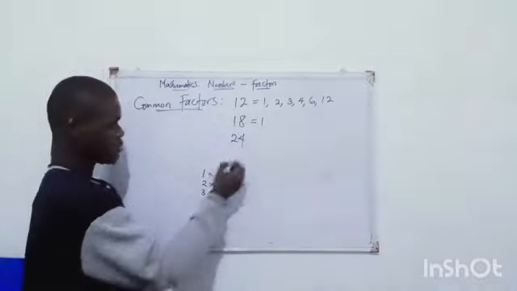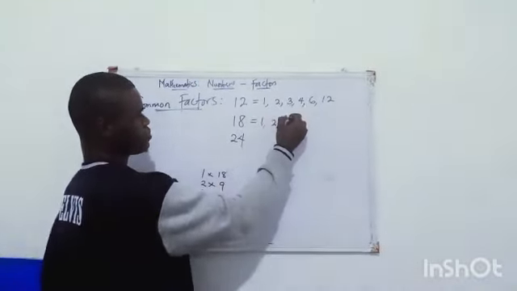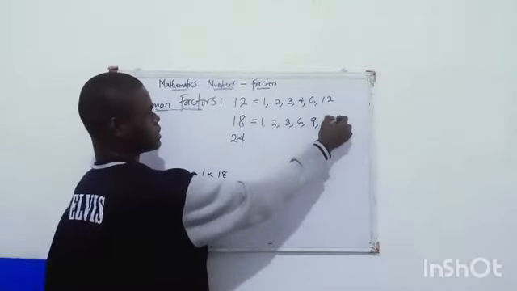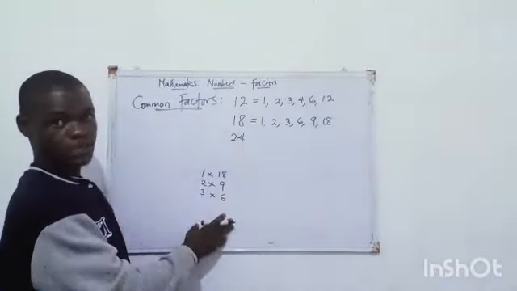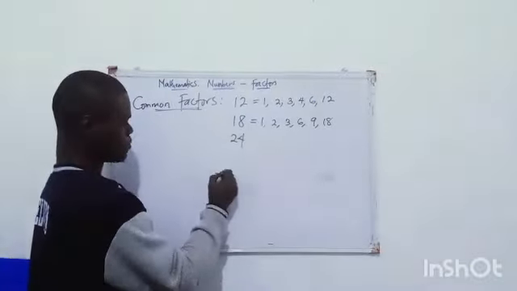So our factors are what? 1, 2, 3, 6, 9, and 18. So 1, 2, 3, 6, 9, 18. This is the fastest way to get all the factors of the number. Alright? Now let's go to 24.